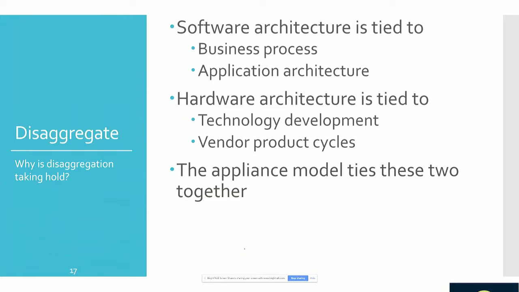Hardware architecture is also tied to technology development and vendor product cycles. And I don't mean Cisco and Juniper and Arista and things like that necessarily. I mean people like Broadcom and Barefoot. Going all the way down to the chip level, I'm actually seeing a very rapid change in my hardware capabilities, and it's just rolling very fast. So I want to take my software architecture and split it off of my hardware architecture so I can change my hardware whenever I want to. The appliance model that we're all accustomed to tends to tie these two things together. I buy a piece of hardware, I put it in my data center, and it is tied, software to hardware, all together in one thing.